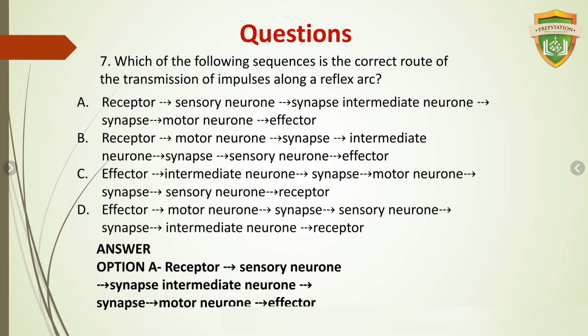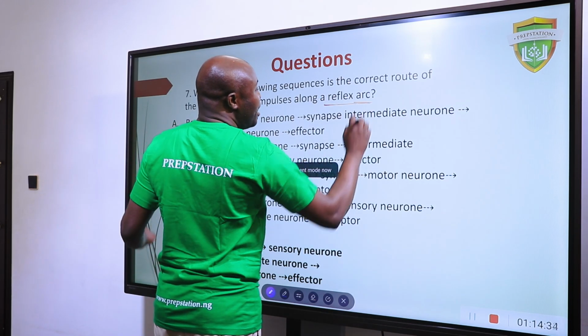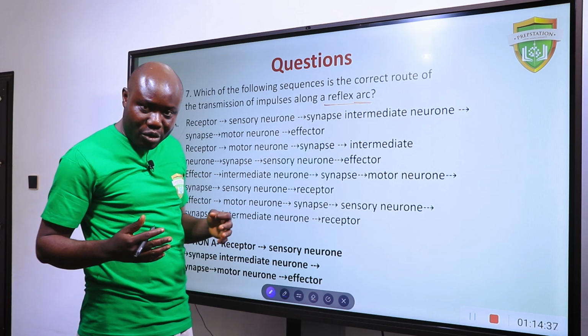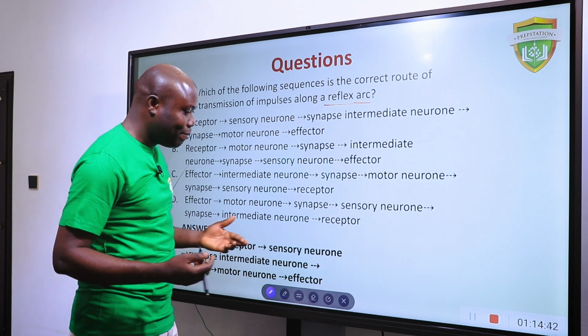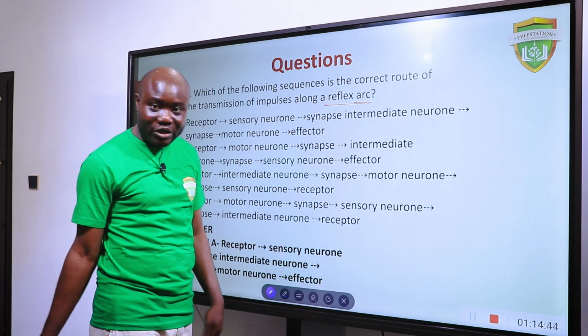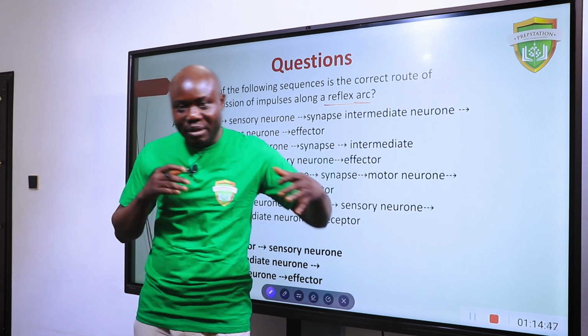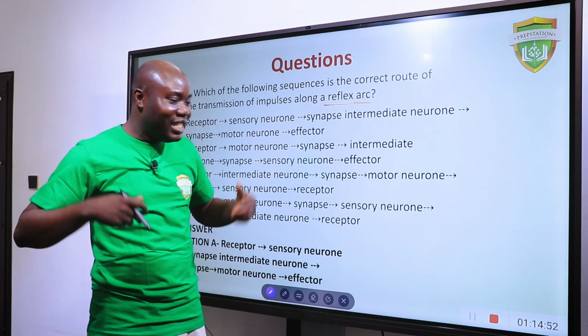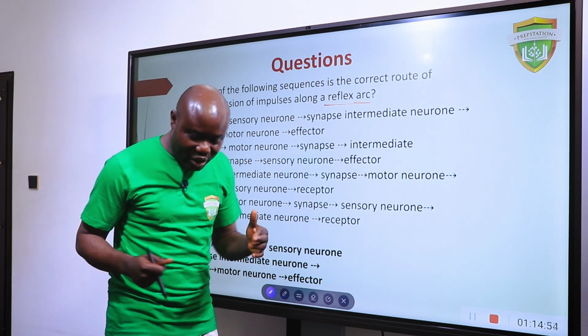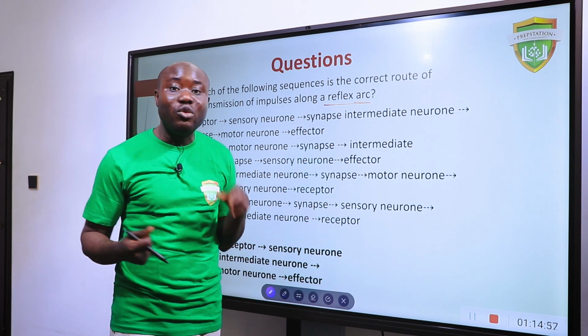Which of the following sequences is the correct route of the transmission of impulses along a reflex arc? Now, I need you to stay with me. When you hear reflex arc, it means a kind of response that you are not even aware of. It is fast and automatic. You get? Like all of us know it to be a reflex reaction. You see how some goalkeepers jump and save the ball. Yes, we call them reflexes. There are times too that it happens to us, like something just happens to you all of a sudden, and you have to quickly react.